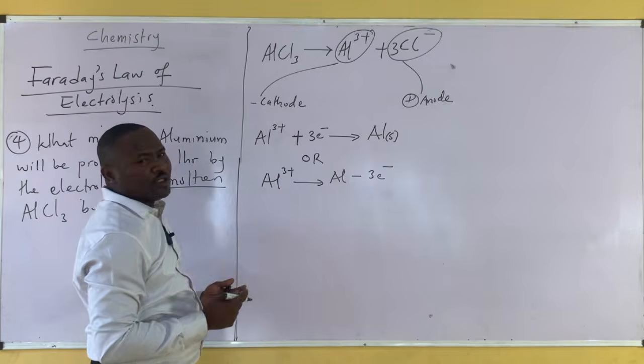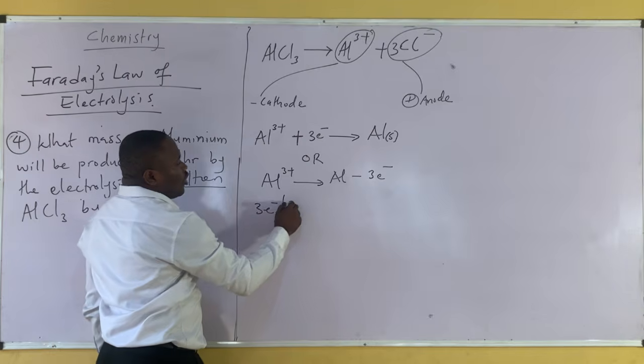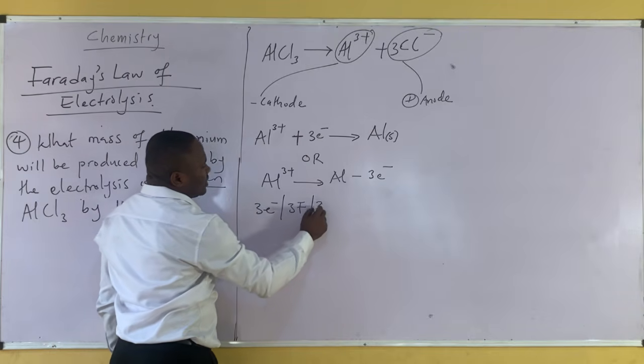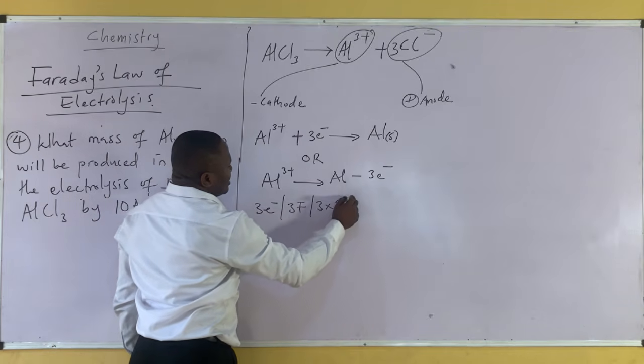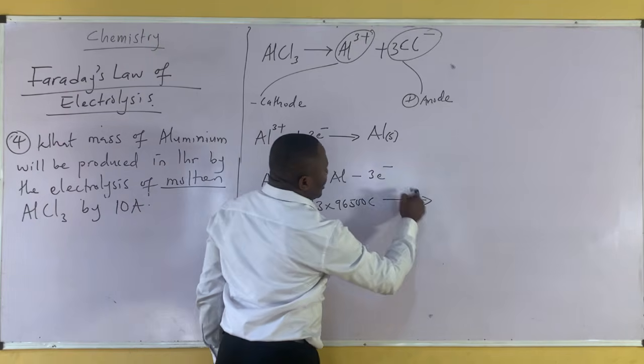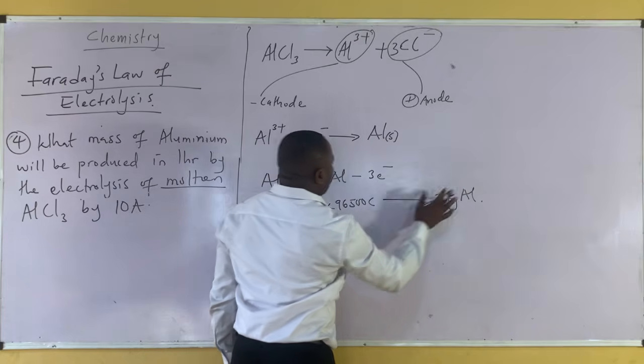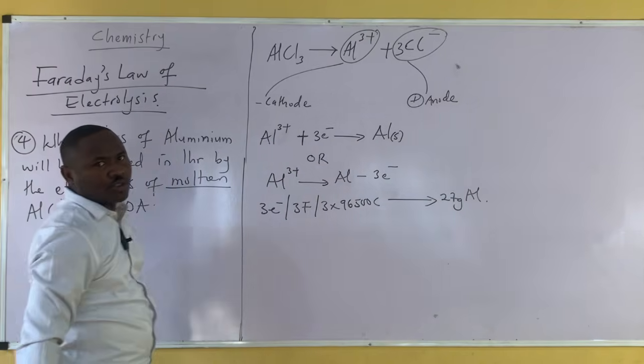Now, when you have this, what does this mean? It means that 3 electrons, or 3 Faraday, or 3 times 96500 coulombs of electricity would deposit 27 grams of aluminium. That's what this equation explains to us.